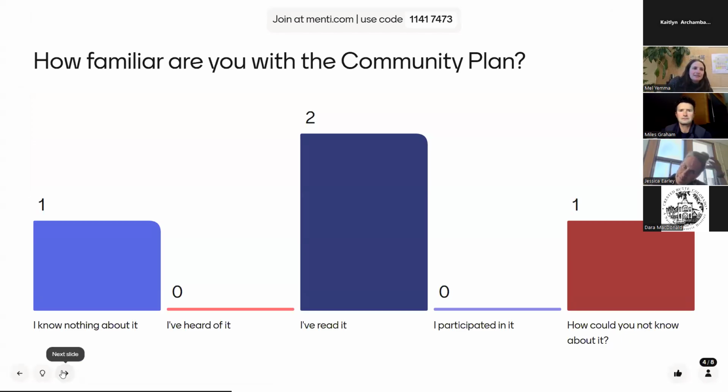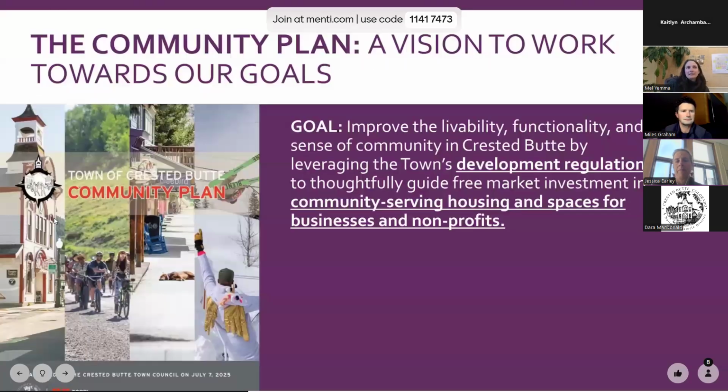Awesome. So let's dive into what is the community plan. So the community plan was all about how can we try to improve the livability, functionality, and sense of community in Crested Butte by leveraging the town's development regulations to thoughtfully guide free market investment in community serving housing and spaces for businesses and nonprofits. So this was not a housing plan to identify what are the next housing developments the town was going to make. This was all about how can we have the free market, through our regulations and incentives, be a better partner with us in meeting the community's needs to create a more thriving community.